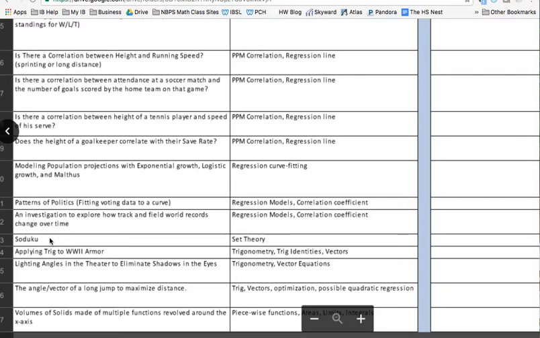Here's the one I was talking about before too. Sudoku, they use set theory, and obviously that's not in the SL curriculum, but it's not terribly difficult, and the one that I read, they actually did a very good job on this.